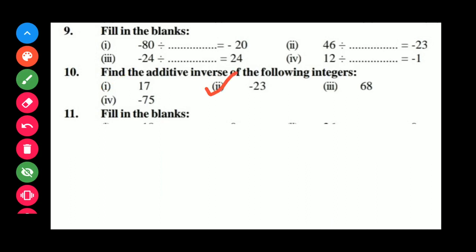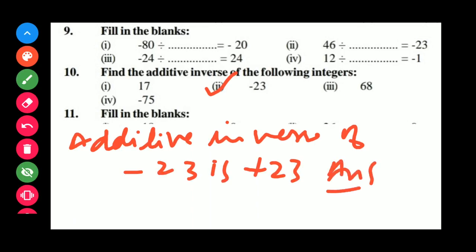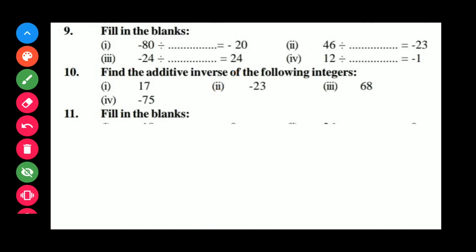Come to the minus 23. So the additive inverse of minus 23 is plus 23, because minus 23 and plus 23 becomes 0. So that is your answer. Similarly, the third part and fourth part are for your homework, you can do them at home.